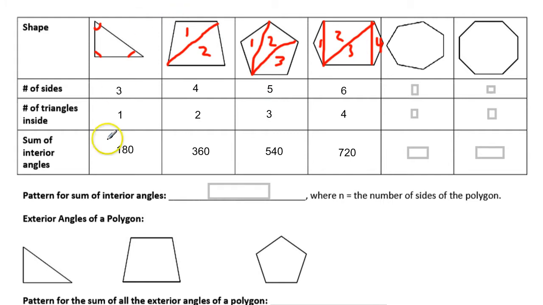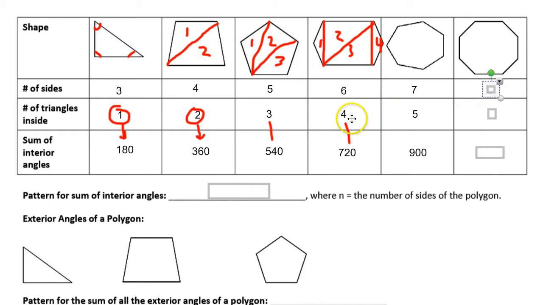What you might notice here is if you take the number of triangles inside and multiply it by 180, you're going to get the sum of the interior angles. One triangle, 180. Two triangles, you get 2 times 180, which is 360. Three triangles, you get 3 times 180, which is 540. When you have 4 triangles inside, the sum of all those interior angles is going to be 720. And by that same pattern here, when we have a 7-sided figure, we're going to have 5 triangles inside, which is going to add up to 5 times 180, or 900 degrees.